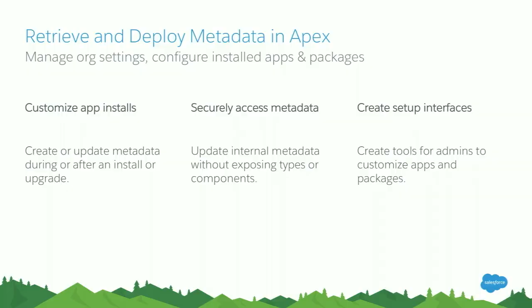So what can you do? You can retrieve and deploy metadata in Apex, which allows you to do things like manage org settings, configure installed apps and that kind of stuff in your packages. And we've identified there's lots of use cases here, but 3 main ones that make sense to talk about is, again, custom app installs, creating or updating metadata during or after an install, and we'll show you a little bit about that.